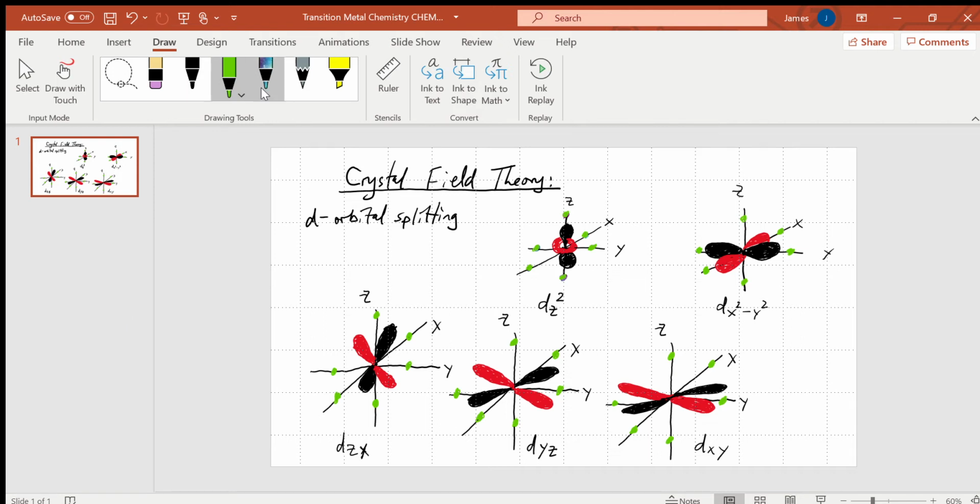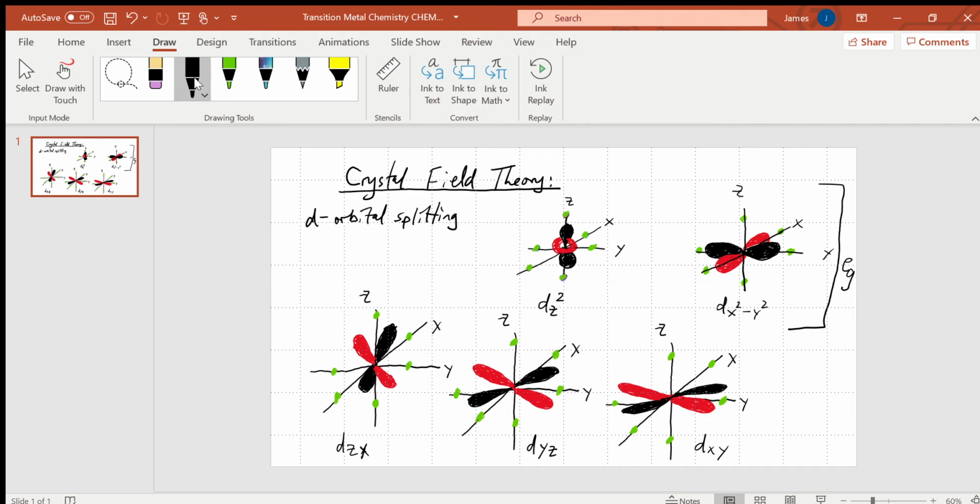One thing that I do want to point out at this point is you notice that these first 2, the dz squared and the dx squared minus y squared, we're going to refer to those as the eg orbitals, or they're in an eg energy level. The name eg, it's an e with a subscript g. It's not really relevant to us at this point. It's just a label for now.